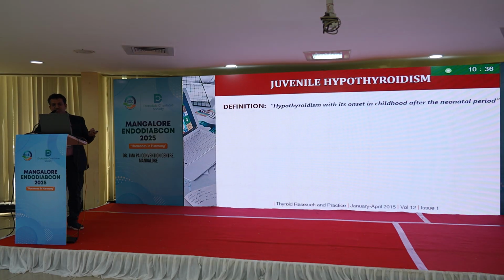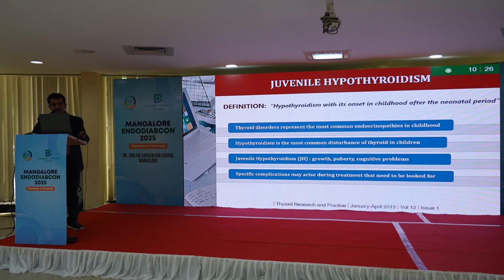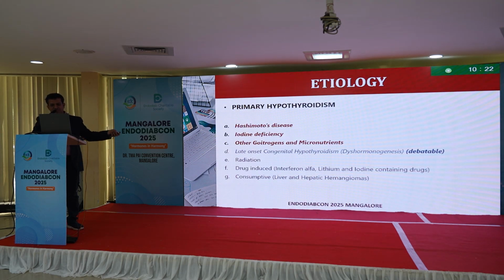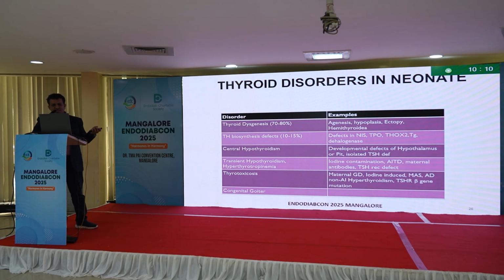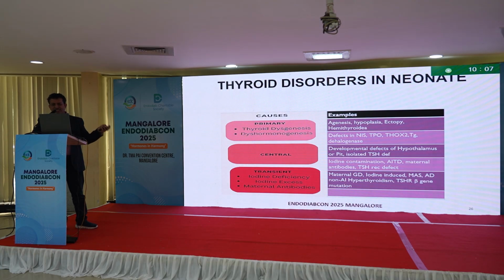So this brings to the question, what is juvenile hypothyroidism? Previously we called it juvenile, now it is called early onset hypothyroidism. It is onset in childhood after the neonatal period. It's one of the more common conditions. Autoimmune conditions are highlighted in that condition. Again, the subset is there in this. Some conditions like infiltration of the hypothalamus, very rarely, and growth hormone therapy, they are all having a secondary hypothyroidism also there. Summarizing the neonatal issues again, congenital dysgenesis, central causes, transient causes, many causes are there in this table, again important to recognize them early.